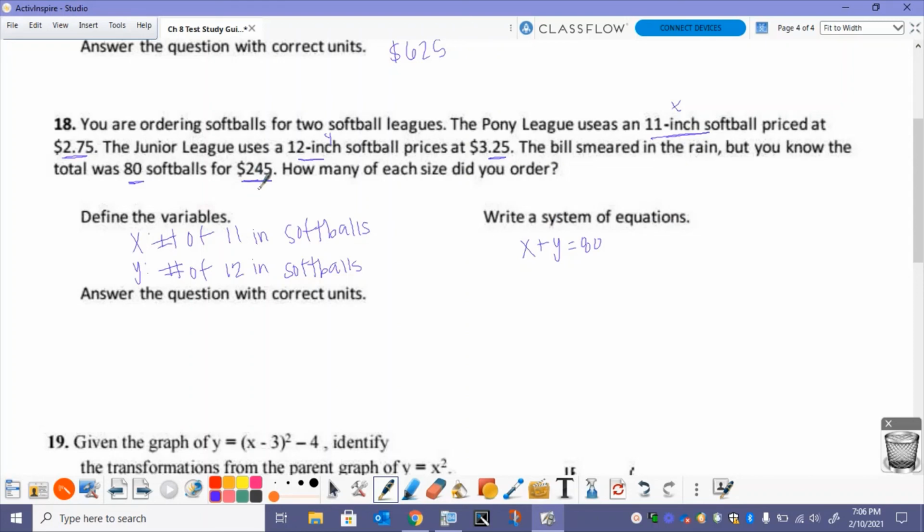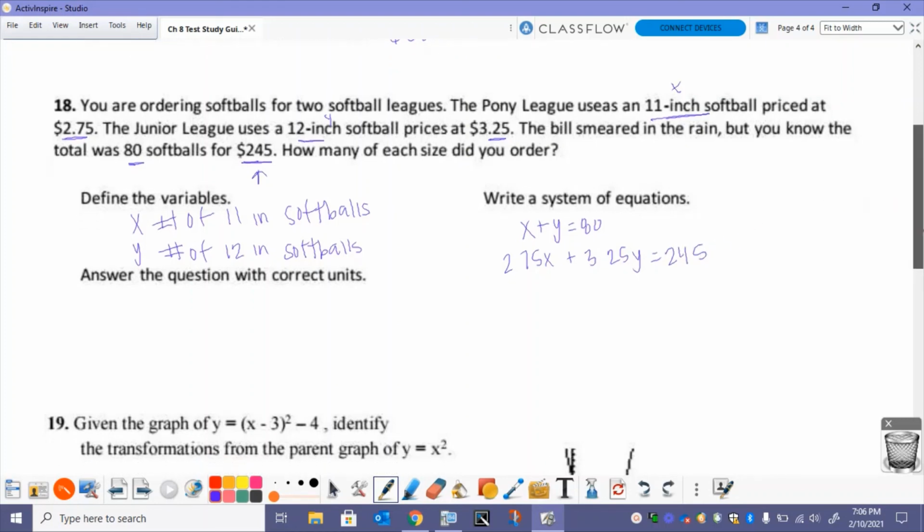All right, so we also know we spent $245, and we know their cost, right? $275 and $325. So we're going to place those with the proper variables and set it equal to $245. So we would have 2.75 for the 11-inch, so that's X, 2.75X. And then 325 for the 12-inch, and that was Y, so 325Y. And we know our full amount was $245.